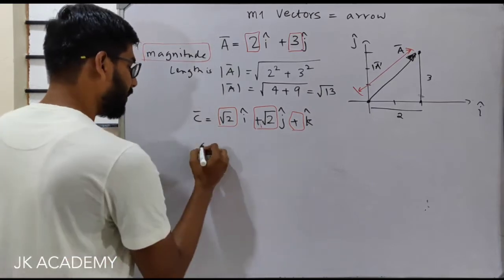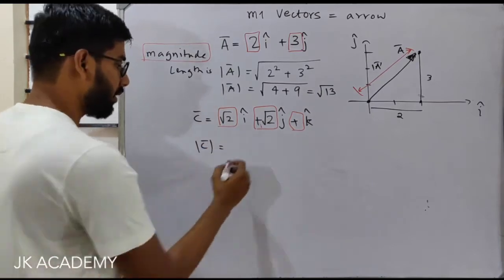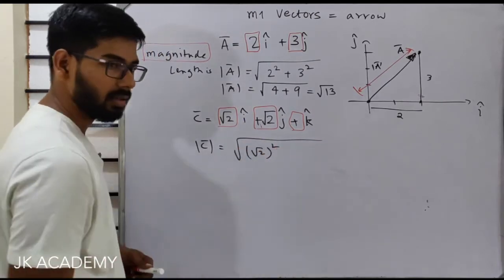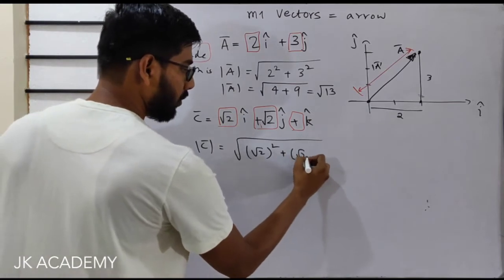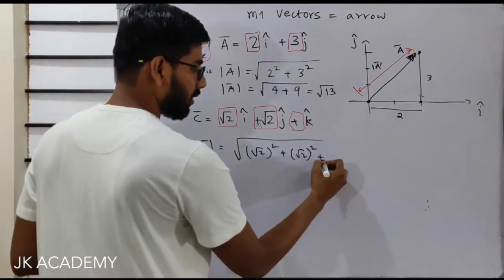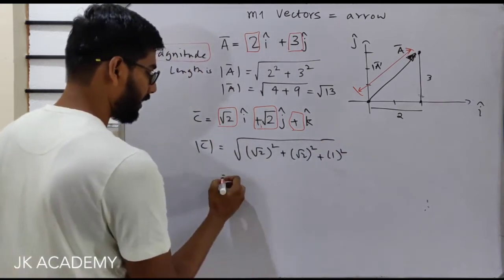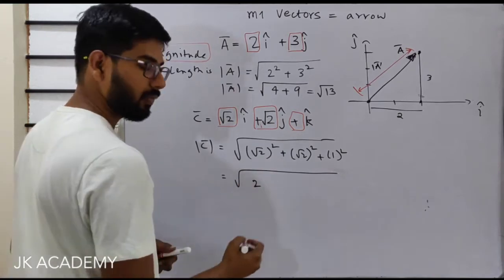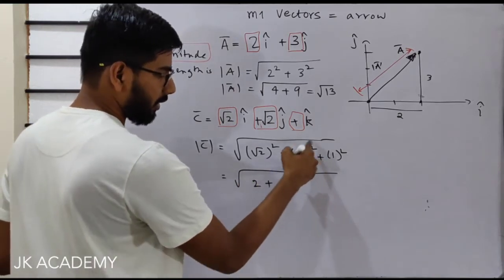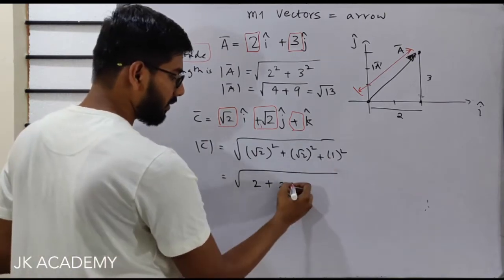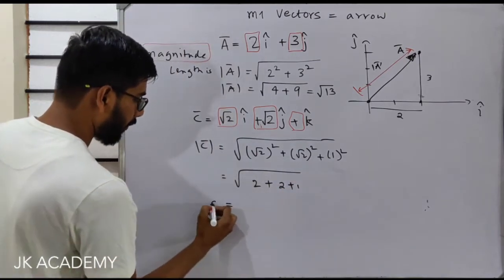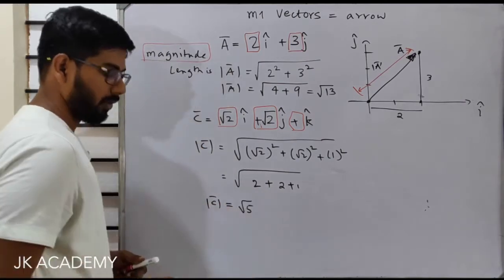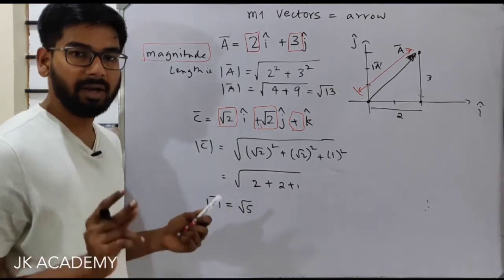So what is the magnitude of c bar? Magnitude of c bar is under root. The number beside i is root 2 whole square. The number beside j is root 2 whole square. The number beside k is 1 whole square. So what will that be? Root 2 square is 2, square and square root get cancelled. I will have just 2, plus root 2 whole square is again 2, square and square root get cancelled, and 1 square is 1. So modulus of c or magnitude of vector c is 2 plus 2 plus 1, which is 5, square root of 5. So this is how we find magnitude of a vector, and this is very important.